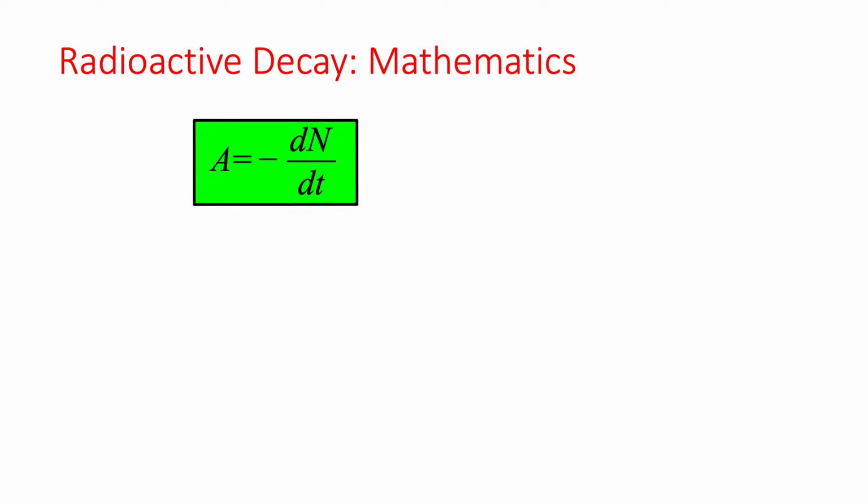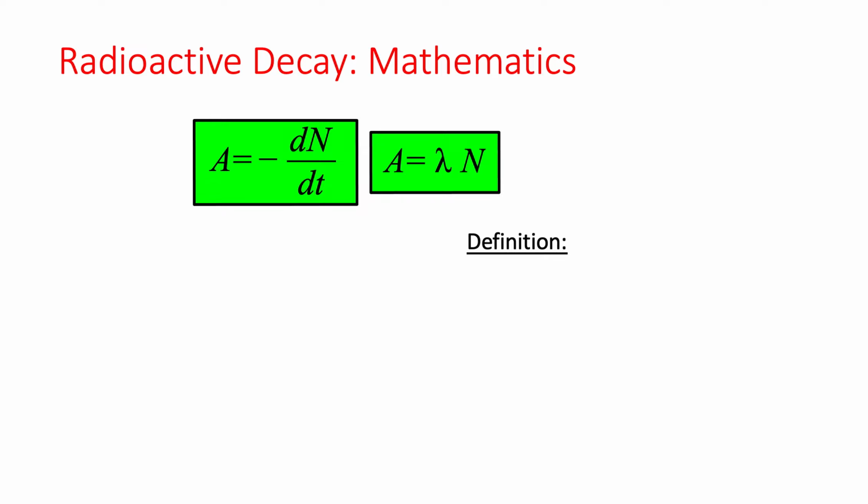The first one is A is equal to minus dN by dt, and the second one is A is equal to lambda times N. Let's define a few things here. Activity A is the rate of decay of the unstable nuclei N. So you can see N comes up in both of our equations. On the left, activity equals the negative of the rate of change of the number of unstable nuclei with time, and also activity is equal to some constant lambda times the number of unstable nuclei N.